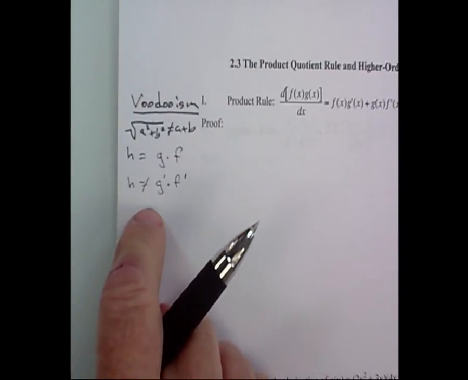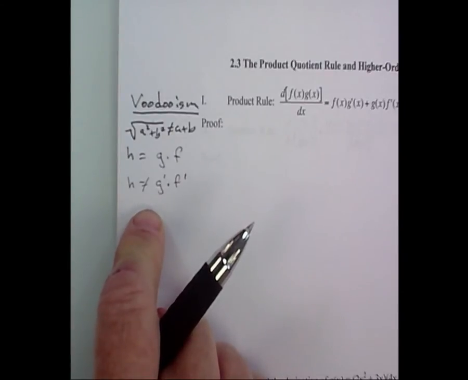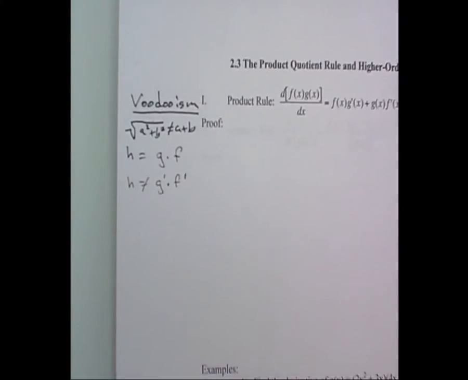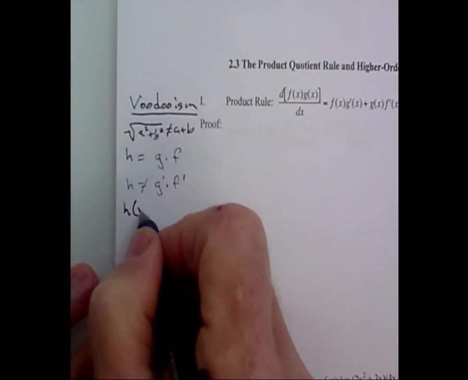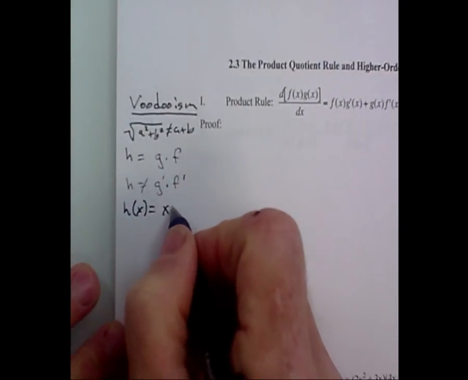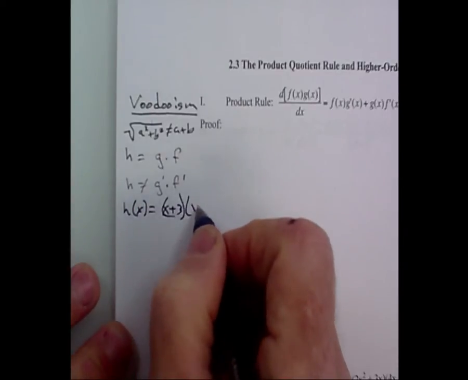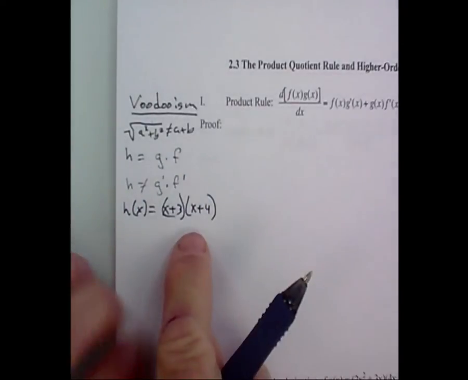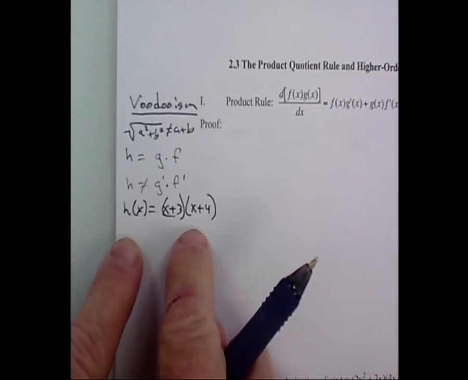Now, it's not a voodooism in May. It becomes a voodooism because you just learned this. This would make it really, really easy. In the example I use, let's say that h is equal to x plus 3 times x plus 4. Now again, I would multiply that out, get x squared plus 7x plus 12, take the derivative and get 2x plus 7. That's the easiest way to do that.